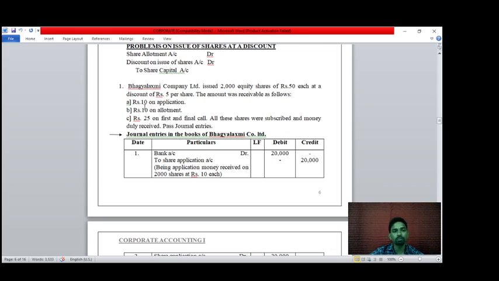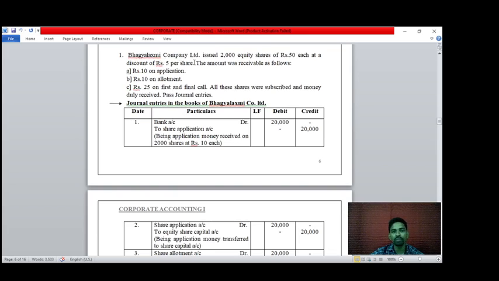Problem: Bhagyalakshmi Company Limited issued 2000 equity shares of rupees 50 each at a discount of rupees 5 per share. The amount was receivable as follows. So the company is issuing 2000 equity shares of rupees 50, but a 5 rupees discount is given on allotment. That means they are issuing at rupees 45.